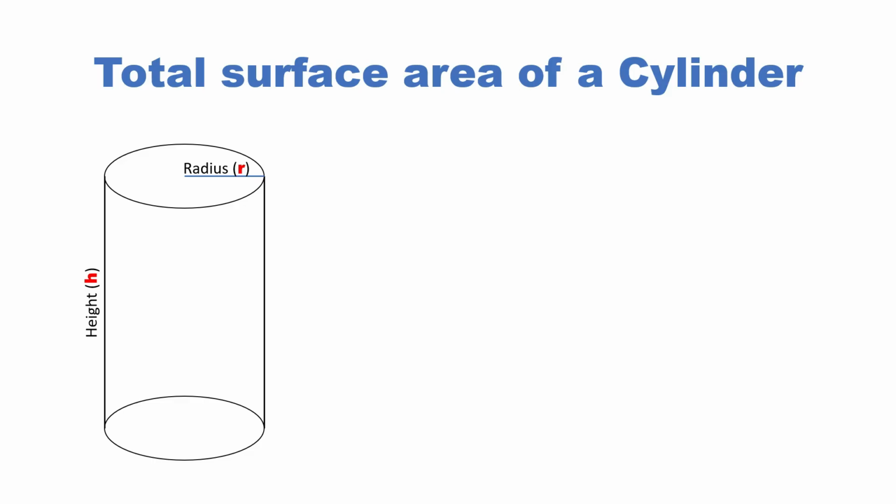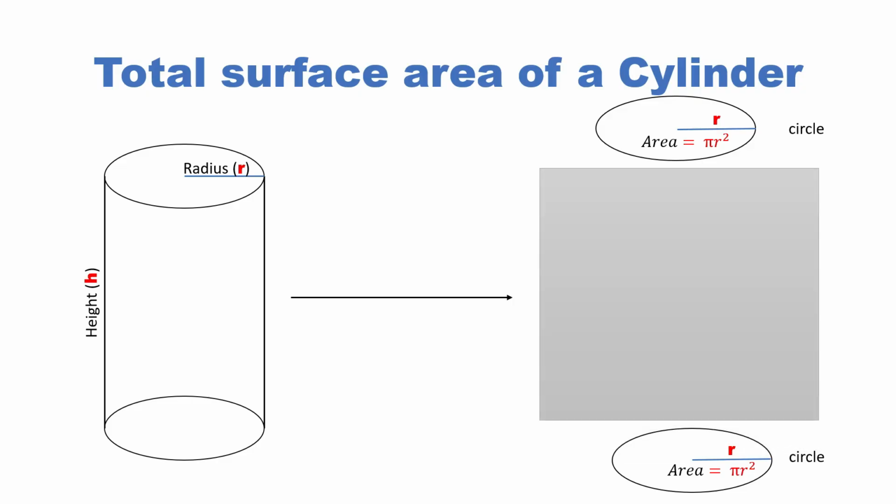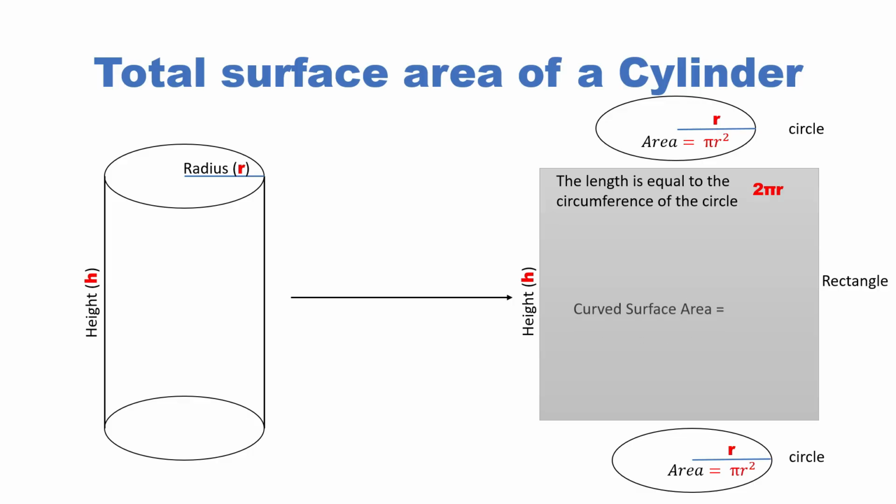Now, let us move to the total surface area of a cylinder. So let us break this cylinder to see its individual shapes. We can see that we have two circles, one on top and the other on the bottom. Both have the area pi r squared. Then lastly, we have the curved surface of the cylinder, so we can cut it along the height and make it flat. We get a rectangle. The length will be equal to the circumference of the circle, which is 2 pi r, and the width will be equal to the height h. Therefore, the curved surface area is equal to 2 pi r times h.